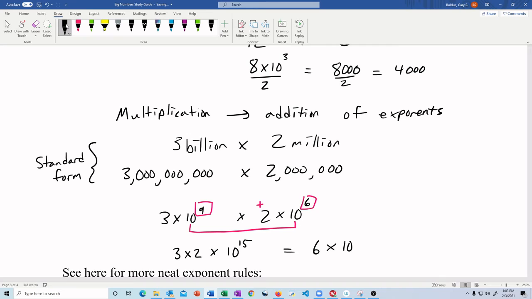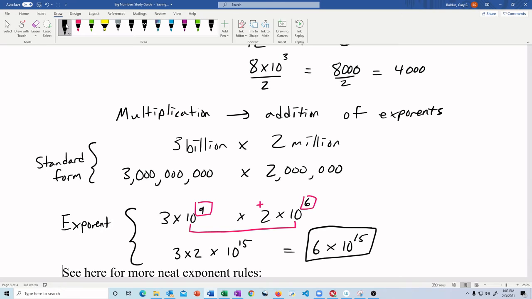Boom. Look how quick that was. No zeros, no messing around with that. You can check this in your calculator to make sure it works, but boom, boom. So the multiplication is super quick when you do it the exponent way. So let me just write that out, that this was the exponential form.